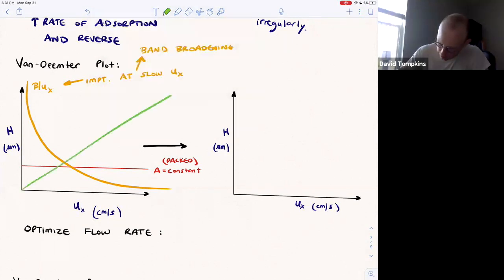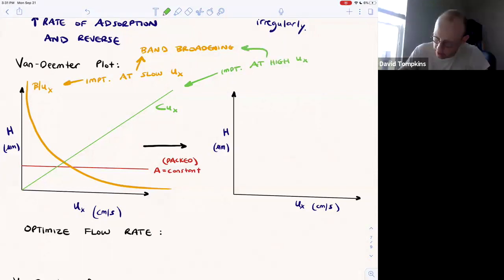And the third term is the C term, which is linear with flow rate, C multiplied by flow rate. And this is large or important at high flow rates. And that's when it's going to cause band broadening. So we need to meet somewhere in the middle. And after the stationary and mobile phase are selected and the mobile phase flow rate is optimized, then you will have the most efficient separation given the conditions.